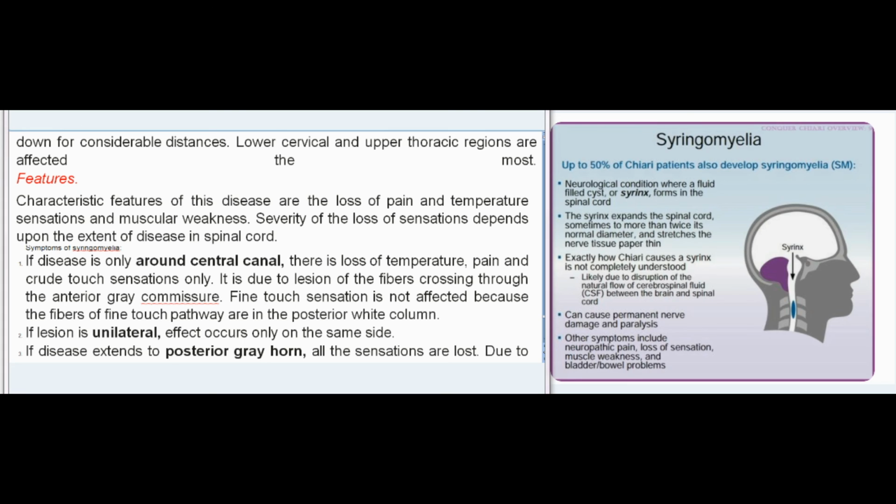Features. Characteristic features of this disease are the loss of pain and temperature sensations and muscular weakness. Severity of the loss of sensations depends upon the extent of disease in spinal cord. If disease is only around central canal, there is loss of temperature, pain, and crude touch sensations only. It is due to lesion of the fibers crossing through the anterior gray commissure. Fine touch sensation is not affected because the fibers of fine touch pathway are in the posterior white column. If lesion is unilateral, effect occurs only on the same side.